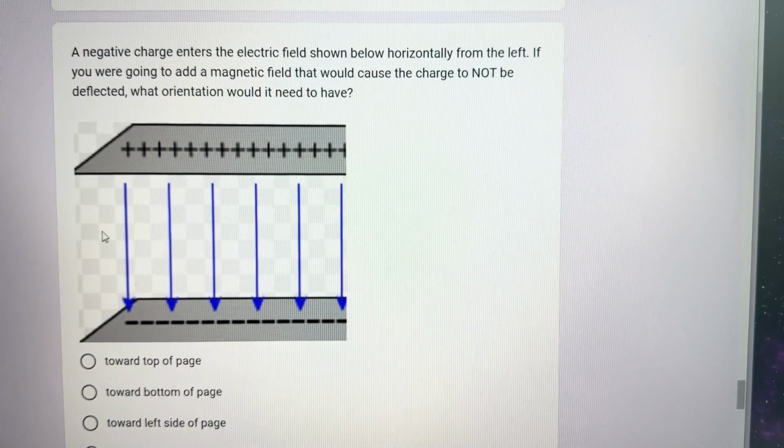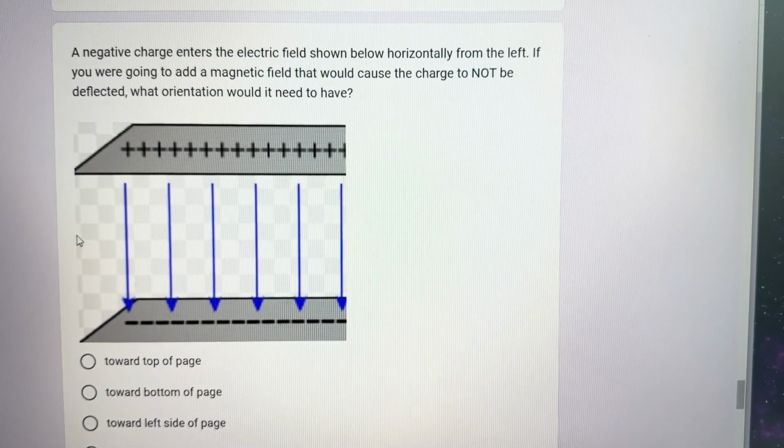So a negative test charge would feel a force in the opposite direction as that electric field. No matter how you think about it, a negative charge coming in like this is going to be deflected in a parabolic path up towards the positive plate. Okay, so with that in mind, our question is, how do we stop that? How do we introduce a magnetic force to stop that? And what direction would the magnetic field need to be in order to provide that magnetic force?